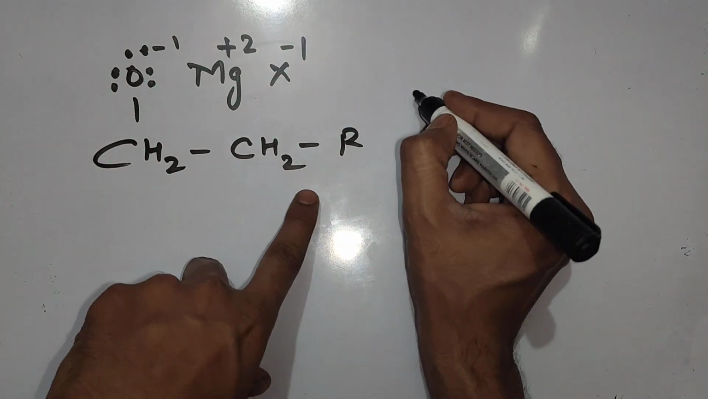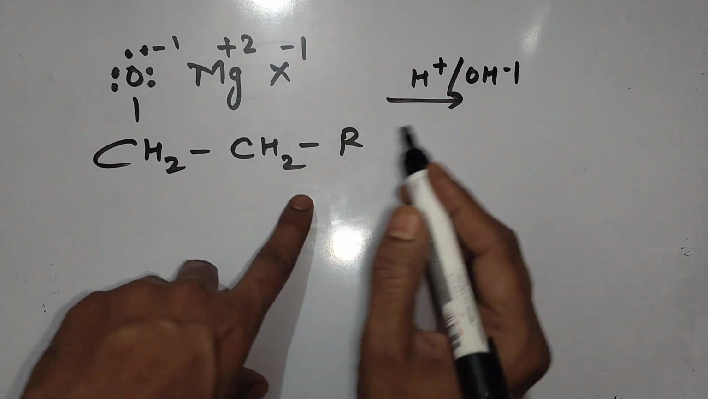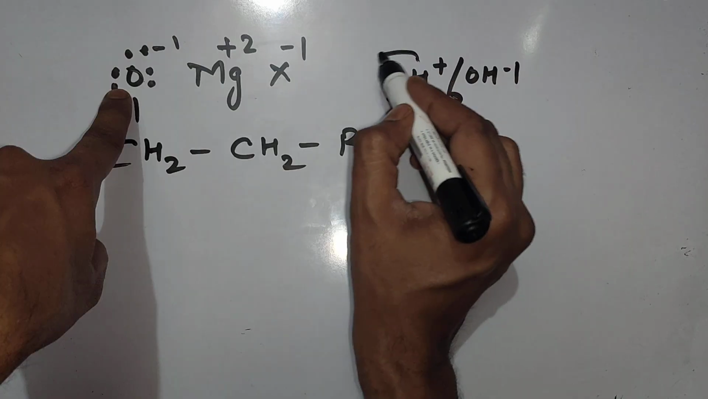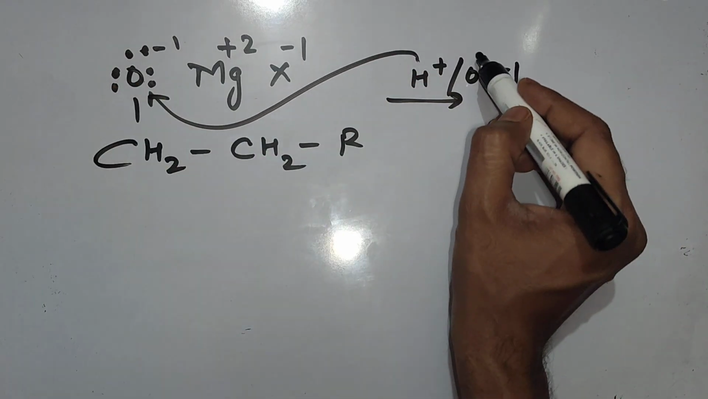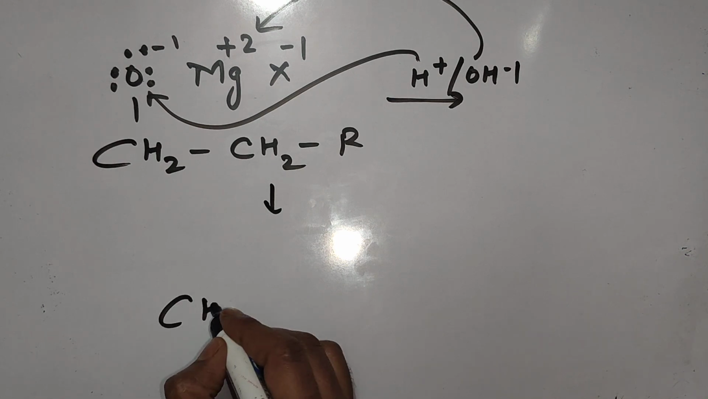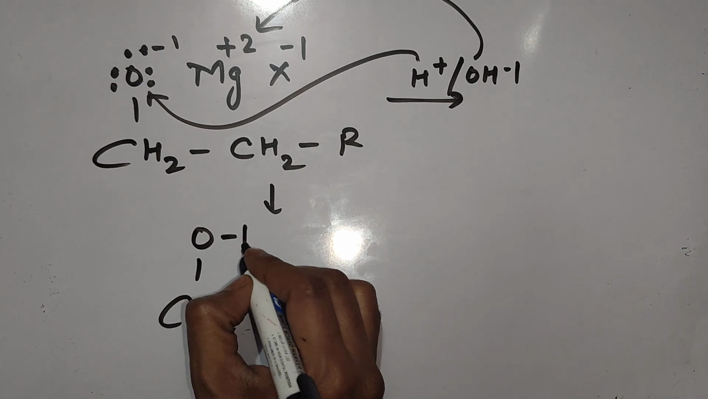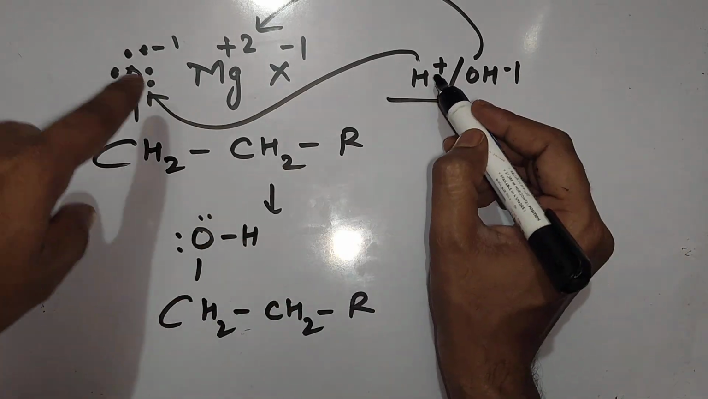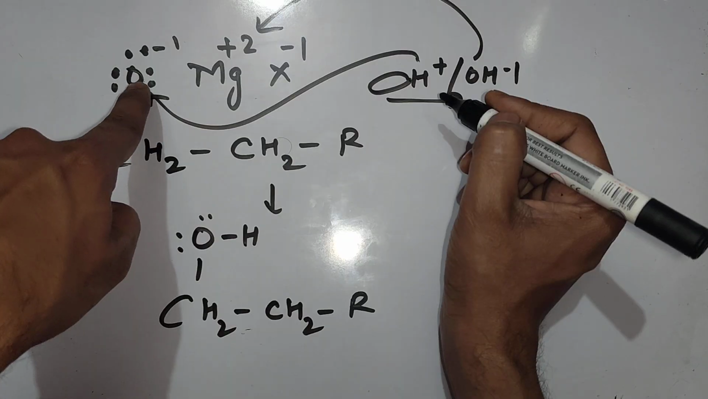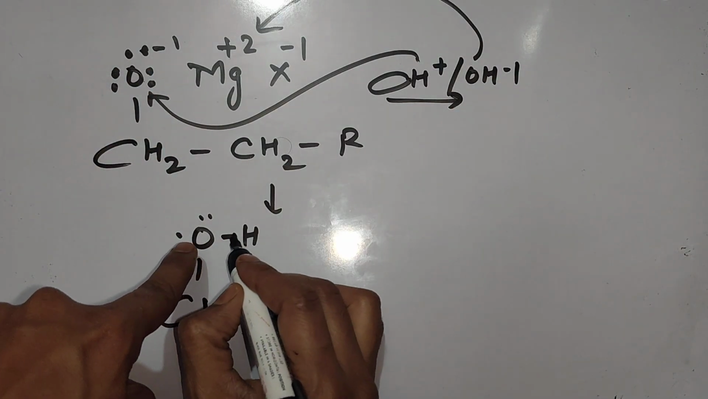Let's hydrolyze it. Hydrolysis means reaction with H positive and OH negative. This H positive will attack a negative particle. Here we have oxygen, which is a negative particle. OH negative will attack Mg, and finally we will have CH2, CH2R, OH. H positive is coming without electrons, so it has a vacant orbital. This oxygen is carrying 3 lone pairs. So out of 3, 1 it will use to make a bond with hydrogen.